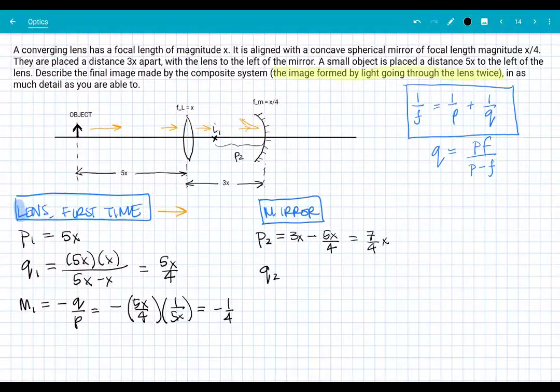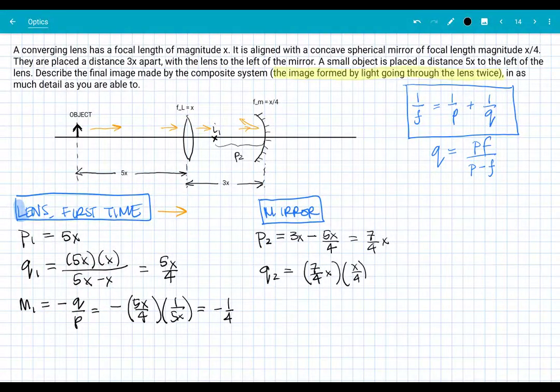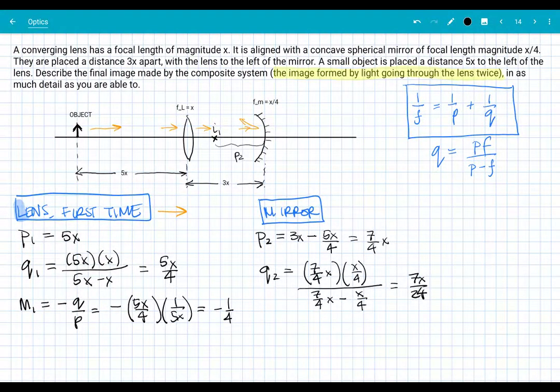Now let's solve for my image distance for the mirror. I'll call that Q2. So that will be my 7/4 x times x over 4, all over 7/4 x minus x over 4. Kind of in a convenient form there. 7x over 24 is my image distance there. This is positive. I see again that this is a real image, right? So that's useful to know. Again, I can ask myself, can this type of mirror make a real image? Yeah, a concave mirror can. So good.